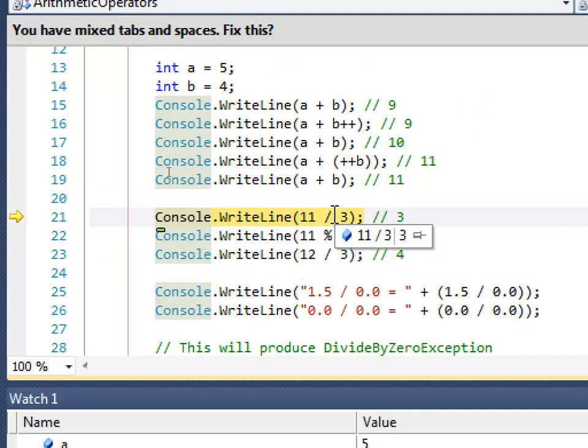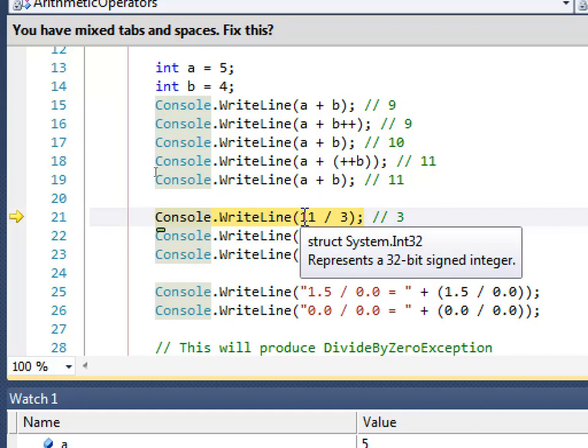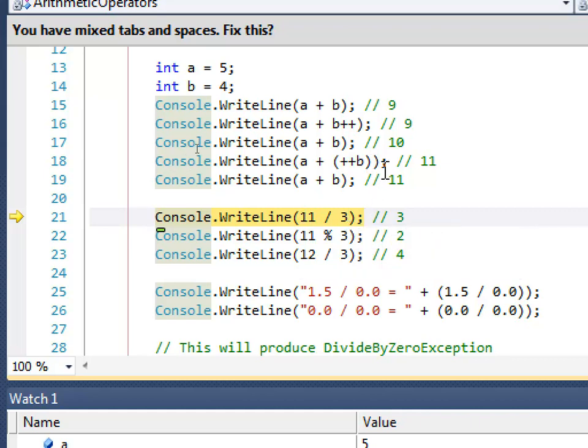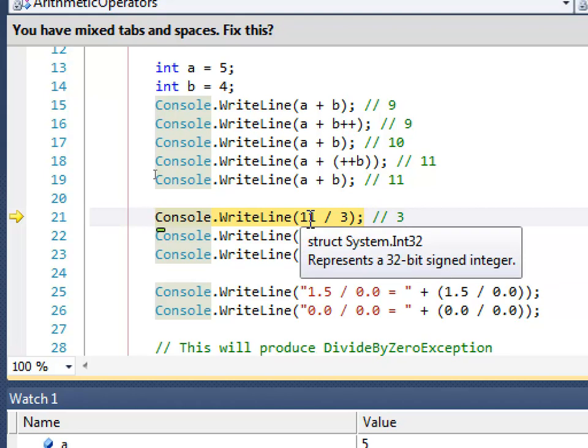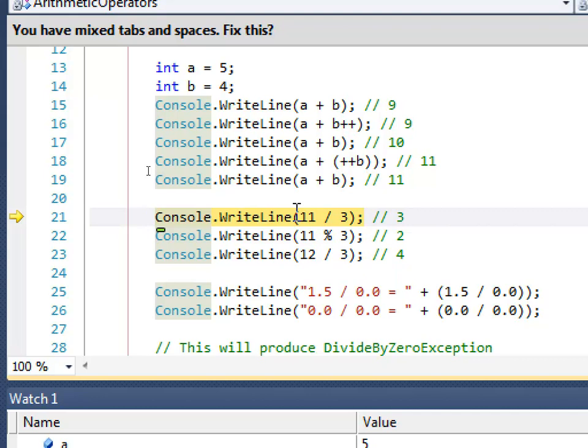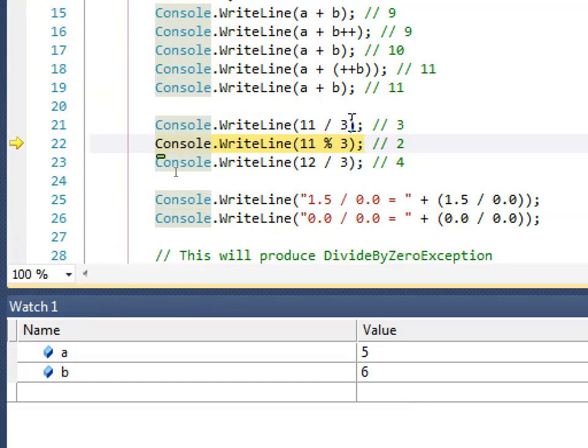Here we are dividing numbers. What we have here are two numbers which are integers. And when we are dividing two integers, the result will be an integer as well. If one of those numbers is a floating point number, the result will also be a floating point number. But in this case, we have two integers which are dividing, so we'll get the closest integer rounded. So here we get 3.